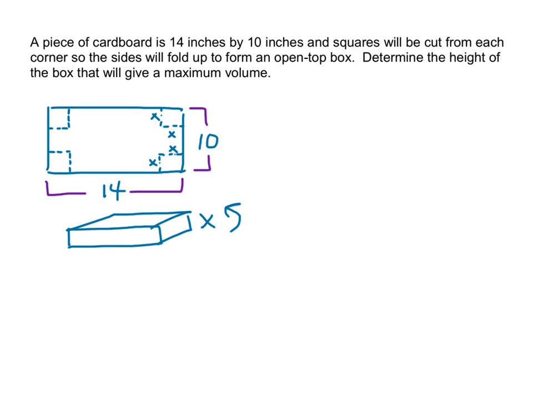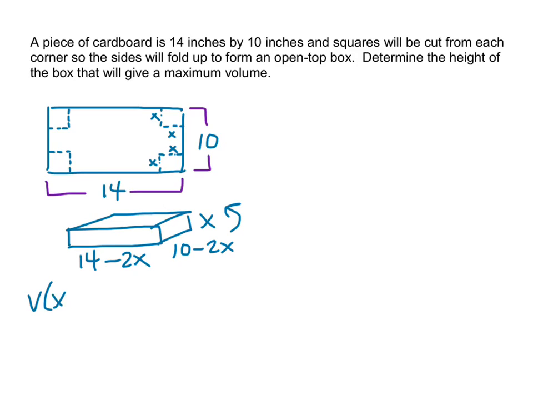The length is easier to imagine. You had that 14-inch length from the sheet, and when we subtracted an x from each corner, we'd be left with 14 minus 2x, since we subtracted an x from the left and from the right. The width was originally 10 from that sheet of cardboard, and we subtracted an x from each corner as well. There we have all three dimensions labeled for the box. Next, let's build the volume equation.